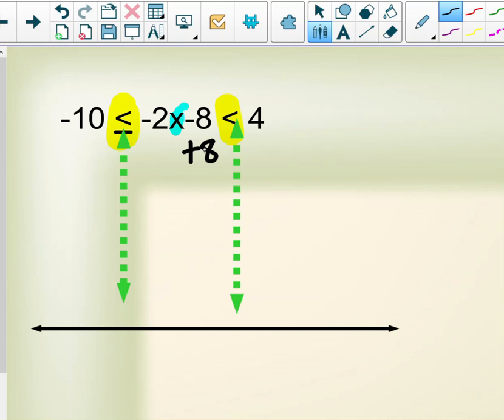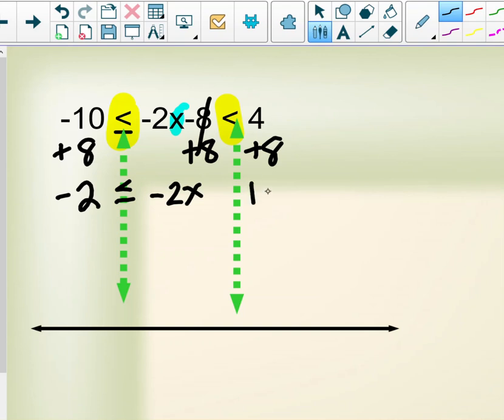So again, because I'm adding 8 in the middle, I'm also going to add 8 to the left and the right side. This will cancel. I'm going to bring down my -2x. I'm bringing down my inequality signs. -10 plus 8 is -2. 4 plus 8 is 12.